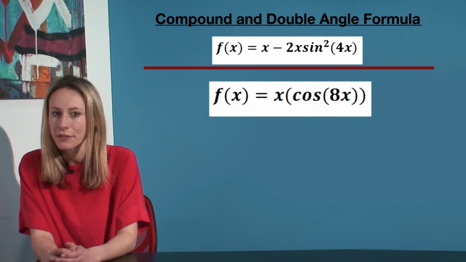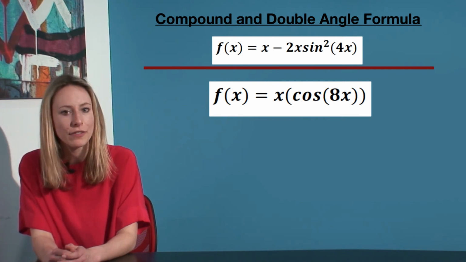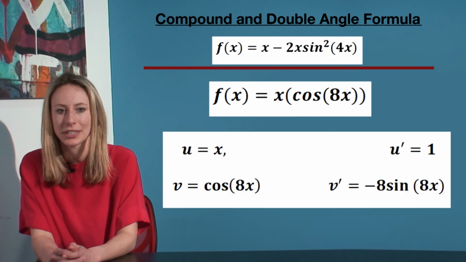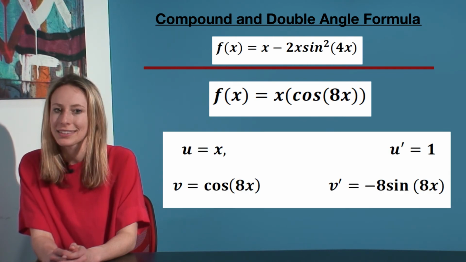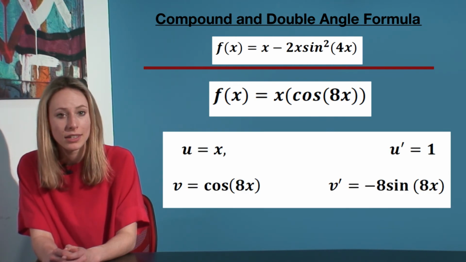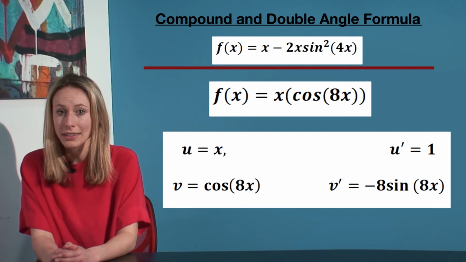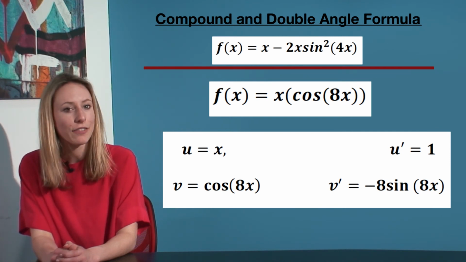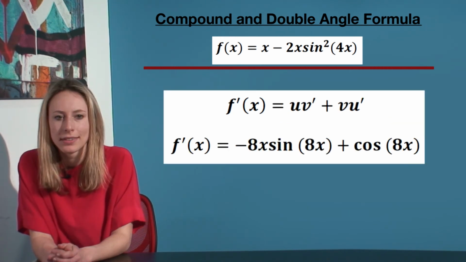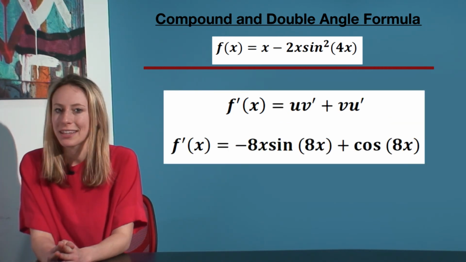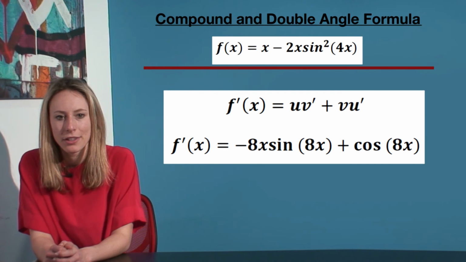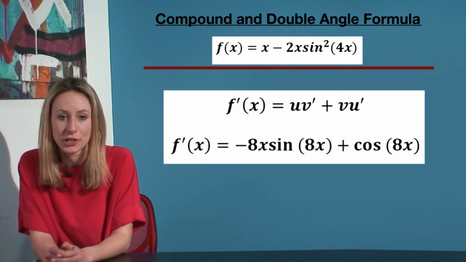Now, let's differentiate the function using the product rule, where we choose a value of u and v to differentiate separately. Let u equal x, and therefore u dash will equal 1, and let v equal cos of 8x, and so v dash will equal negative 8 sine 8x. Using the product rule, we can see that we end up with the following. Through the use of the double angle formula, we were able to simplify a very complex bit of differentiation.